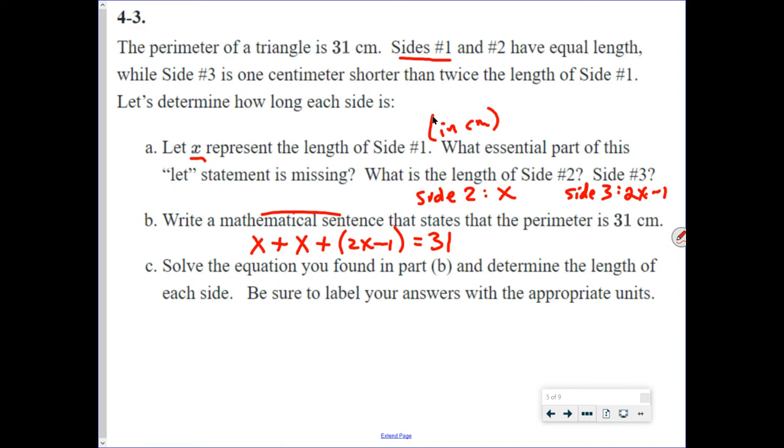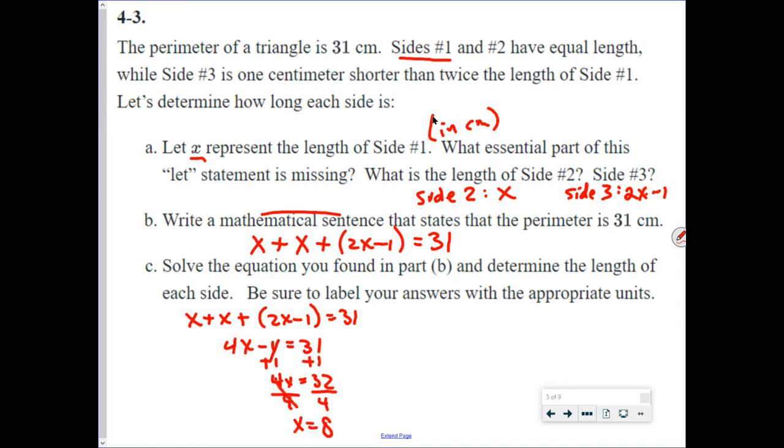And last but not least, solve the equation you found in part B, and determine the length of each side. Be sure to label your answer with the appropriate units. So you should have x plus x plus 2x minus 1 equals 31. I add those up and get 4x minus 1 equals 31, plus 1, divide by 4, x equals 8.